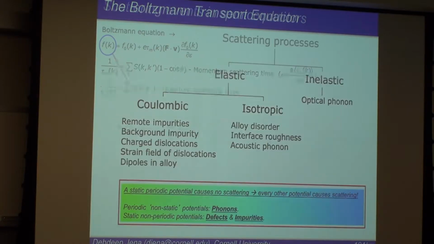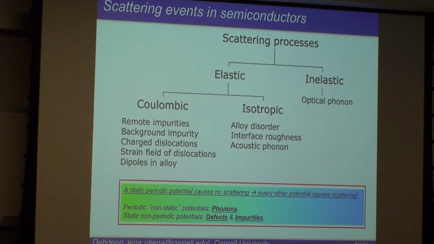Okay, so let's look at a few of these conventional scattering mechanisms. I'm going to discuss a little bit about some of the isotropic ones, point defects and charged impurities. But a general principle would be that a static, time invariant potential, meaning things not oscillating in time, a static periodic potential will cause no scattering. If you have a static periodic potential, then that is a part of the band structure. That went into the crystal potential. And every other kind will cause scattering.